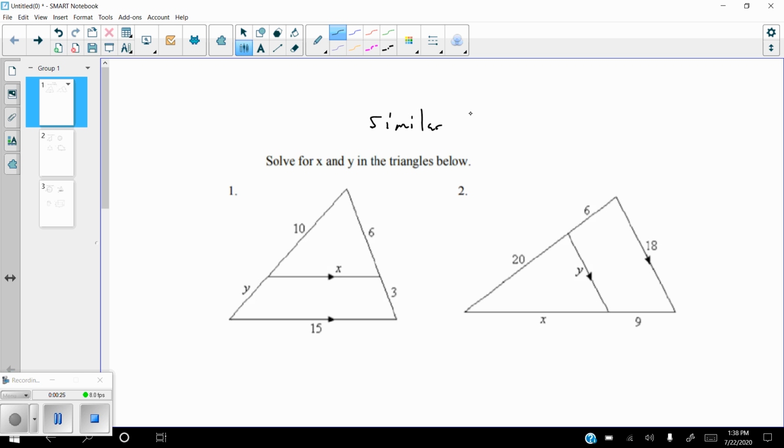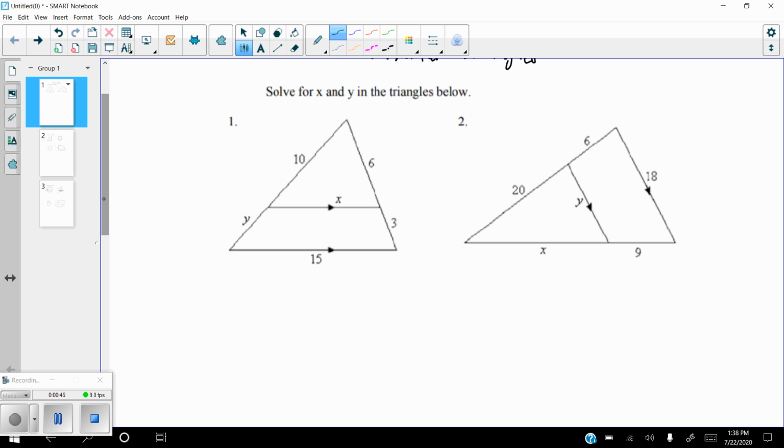Similar triangles. This one comes up when we start dealing with some of the application problems in calculus. I'm not going to go into what those are specifically right now, but that's where this stuff pops up. So let's remind ourselves of a couple of things about similar triangles.